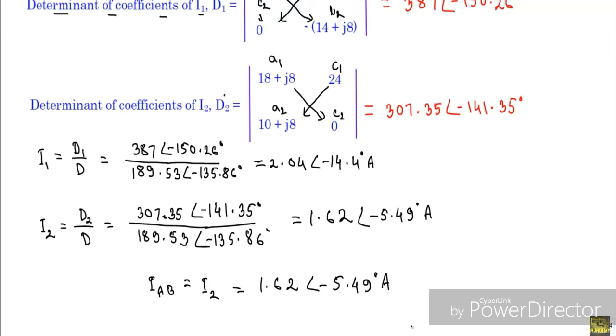What does that mean? This means that the magnitude of current through AB path will be equal to 1.62 ampere, and that current IAB will be lagging at an angle of 5.49 degree to the applied voltage.